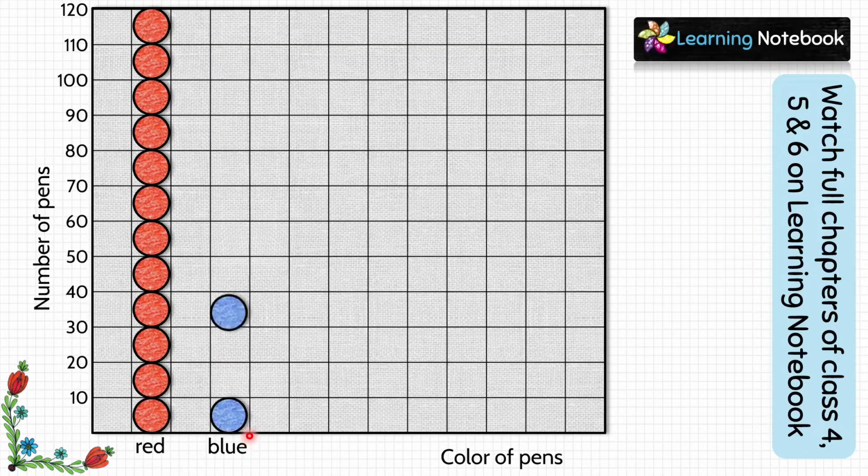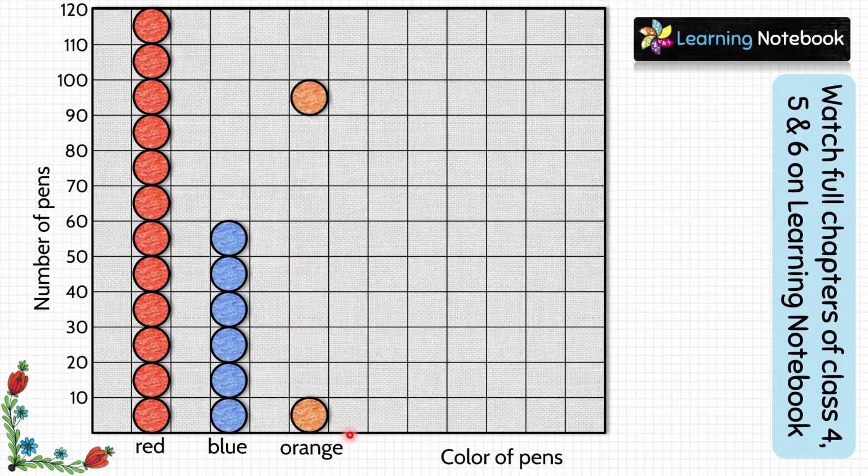So, we will put 6 blue circles. So, now these 6 blue circles represent 60 blue pens. Next, let's represent orange pens, which are 30. So, let's put 3 orange circles. And then, in the same way, we will represent green pens, which are also 30, by putting 3 green circles. So, students, in this way, we have represented the given data using bar graph.